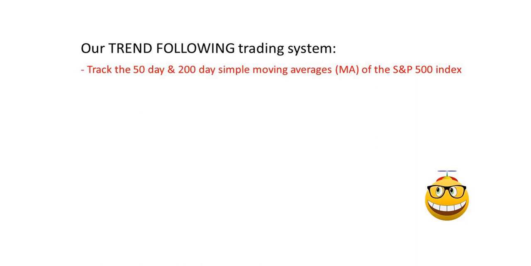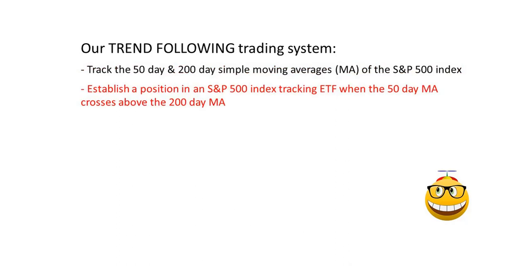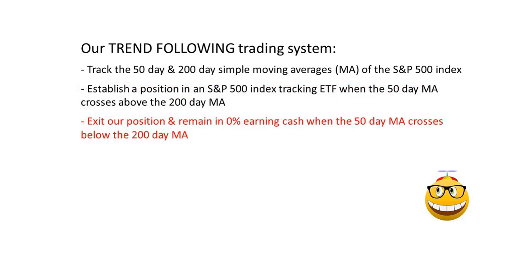We're going to track the 50 and the 200-day simple moving averages of the S&P 500 index. We'll establish a long position in an S&P 500 index tracking ETF, or exchange traded fund, whenever the 50-day moving average crosses above the 200-day moving average. This type of crossover has been called the golden cross. We will exit our position and remain in 0% cash whenever the 50-day moving average crosses below the 200-day moving average. This has been referred to as the death cross.